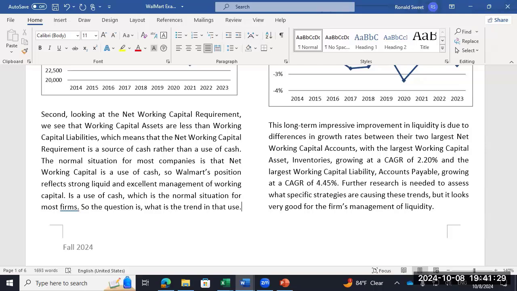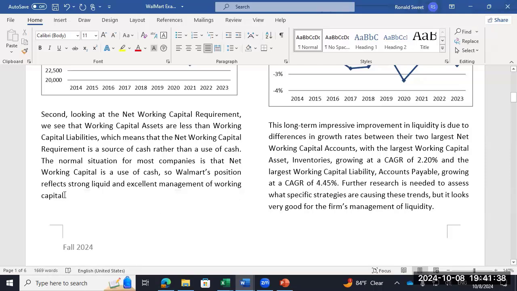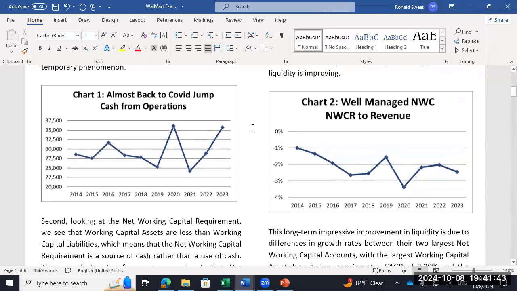All right, questions on that? Pretty straightforward. What about a firm that sometimes is a use, sometimes a source? I think Disney was somewhat like this. There's a few firms where the net working capital requirement just kind of meanders around zero. A firm like that, you can say net working capital is extremely immaterial to this firm. Sometimes it's a slight source, sometimes it's a slight use, but fairly immaterial. They're managing it very, very clearly. So those are the kind of comments you can make depending on what you have.